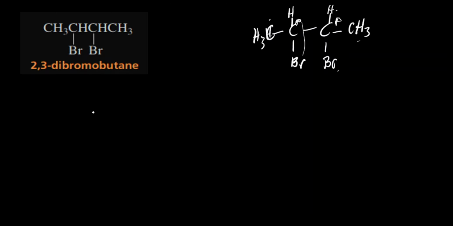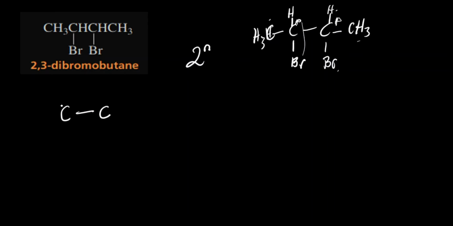Let's try to draw the perspective formula. Now remember we said that the number of possible stereoisomers for a given molecule with n number of asymmetric centers is 2 raised to the power of n. We have 2 asymmetric centers here, so we might assume we would have 4 possible stereoisomers. However, as we'll go on to see, we have only 3 possible stereoisomers, because one of the stereoisomers is actually a meso compound.